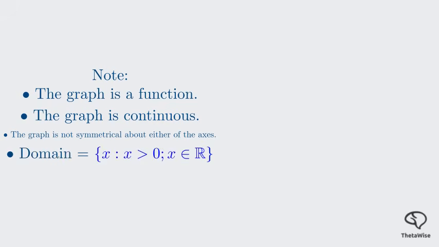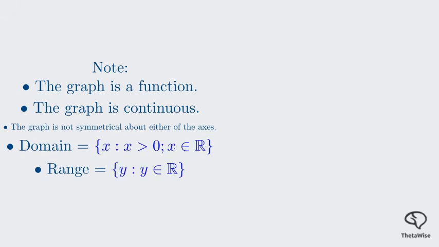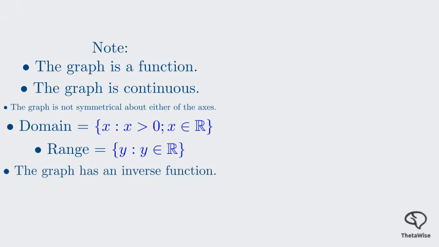Third, and very important, the domain for the basic form of the logarithmic graph is all positive real numbers. This is because you cannot take the logarithm of a non-positive number. However, the range is all real numbers. This means the y values can go from negative infinity to positive infinity. Finally, as we saw earlier, every logarithmic function has an inverse function, which is an exponential function.